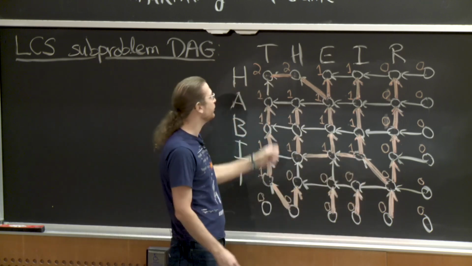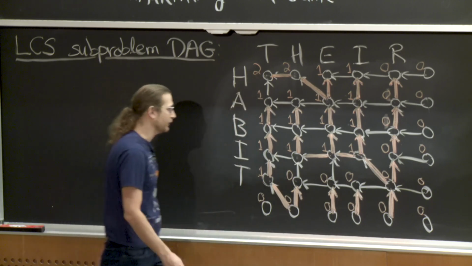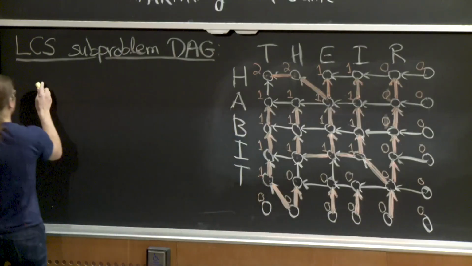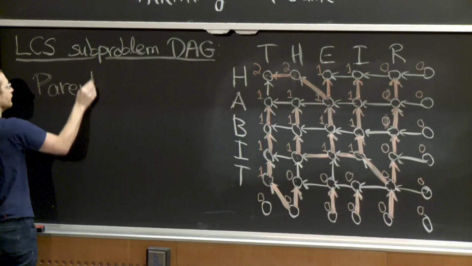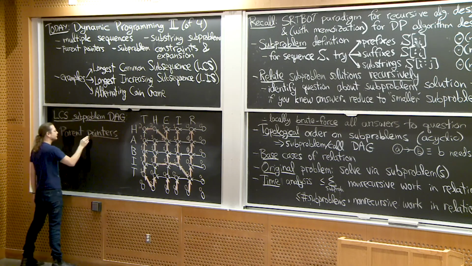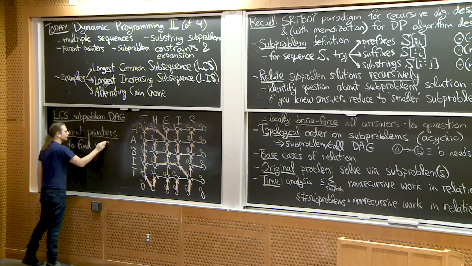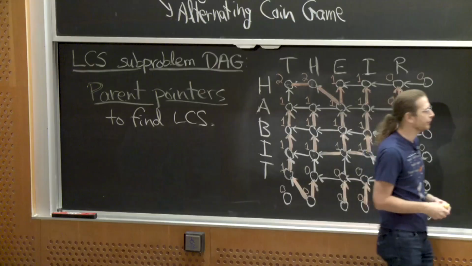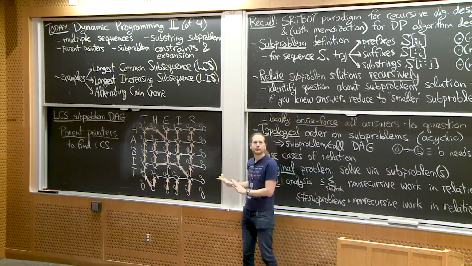So not only do we compute the length of the LCS, but we actually can find the LCS using parent pointers. And this is a concept you can use in most dynamic programs, including all the ones from today. OK, any questions about LCS?